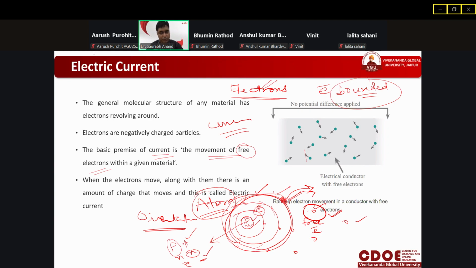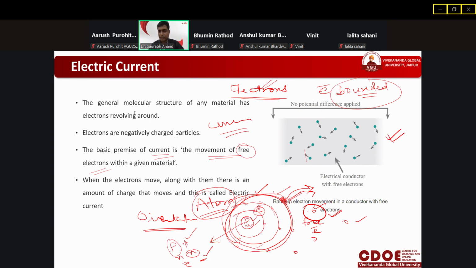So have you understood the difference between electrons and free electrons? Any doubt in this? Okay. Mohit, we will mark attendance. Don't worry, right? Okay.